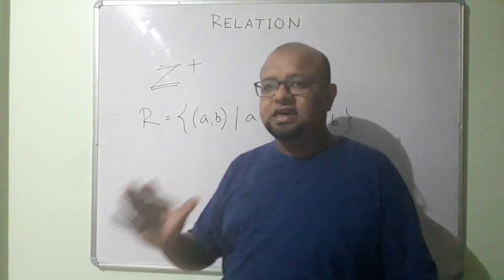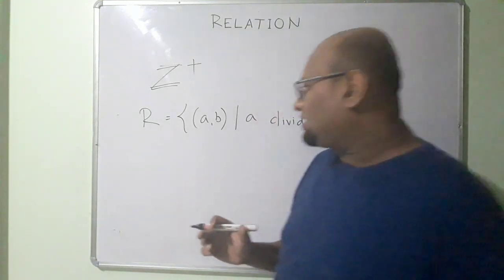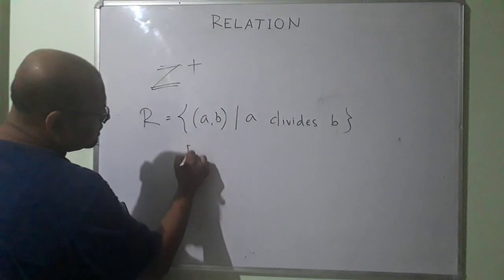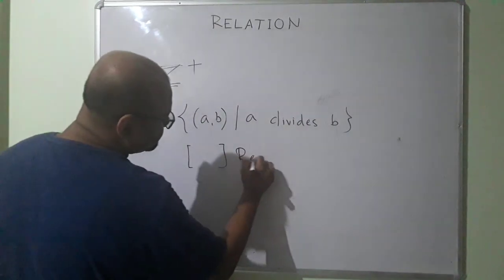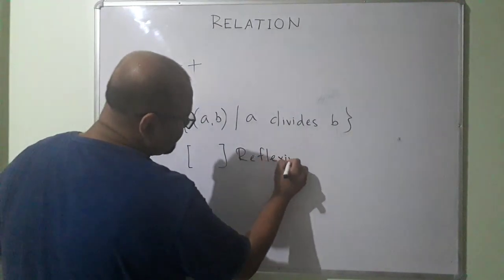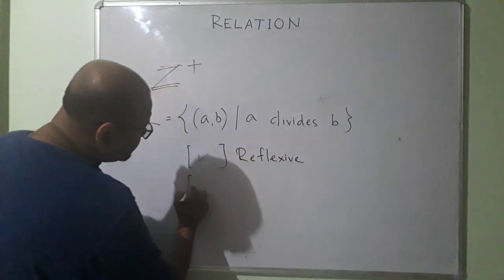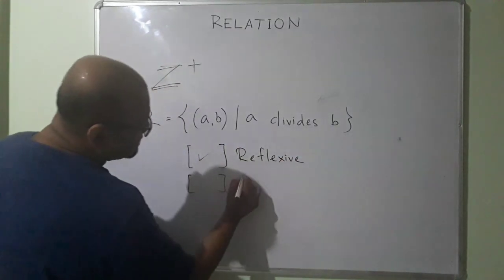All this (A,A), where A is a positive number, is there in the relation. So this is reflexive. Is it symmetric?